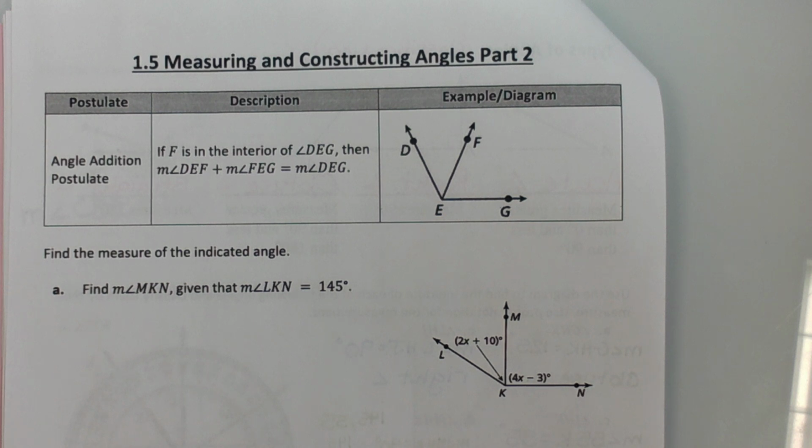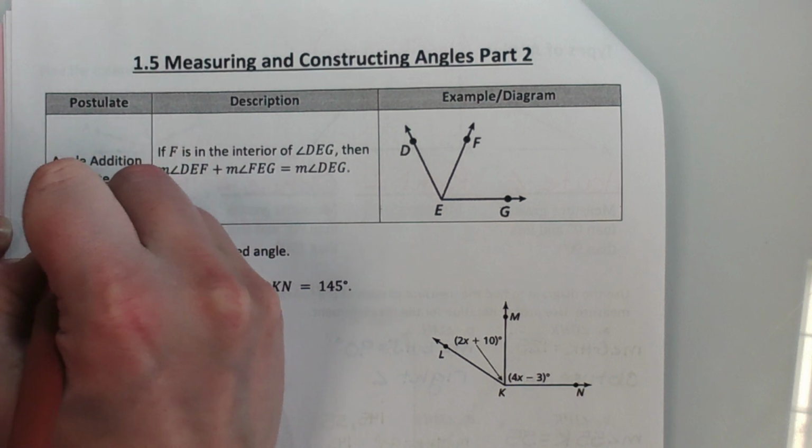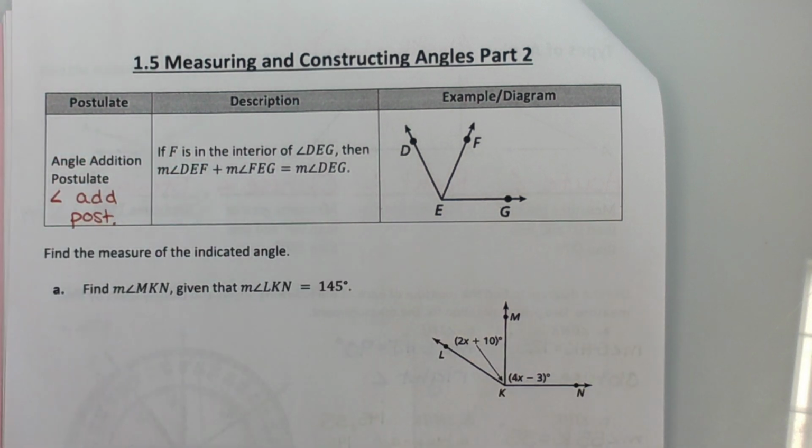from the vertex of the angle, essentially dividing a big angle into two smaller angles right next to one another. And if you do that, the two smaller angles added together are going to add up to the measurement of the big angle. This is the angle version of part plus part equals whole, the angle addition postulate, or angle add post for short.